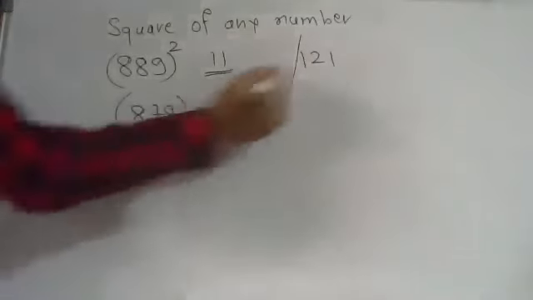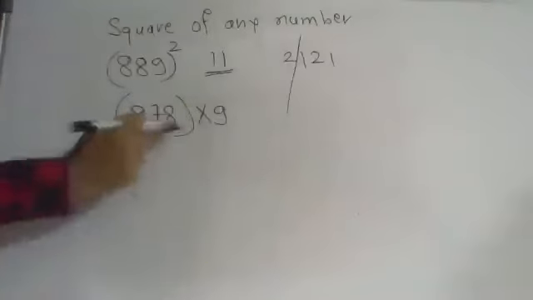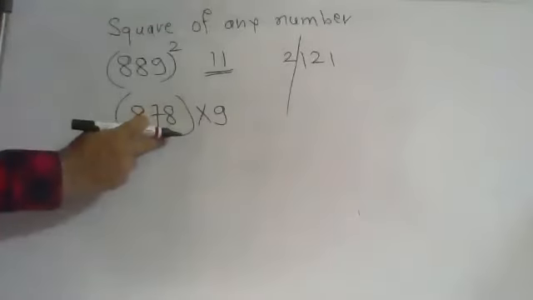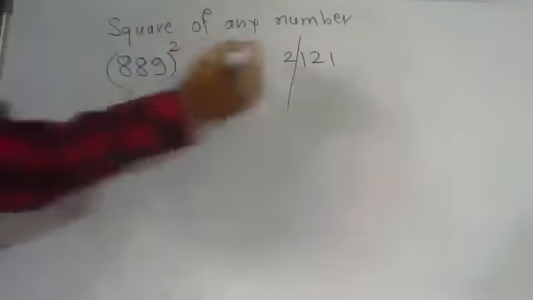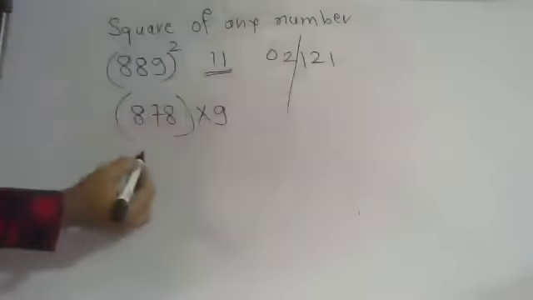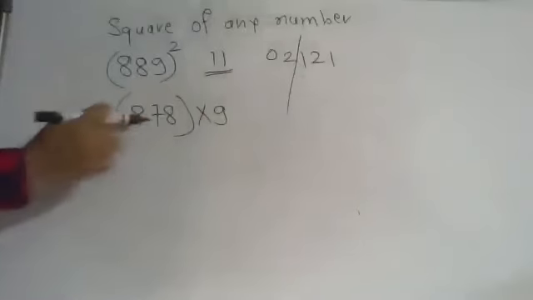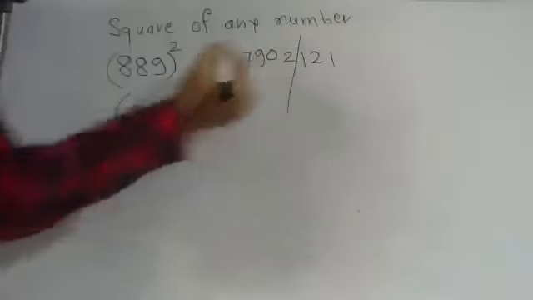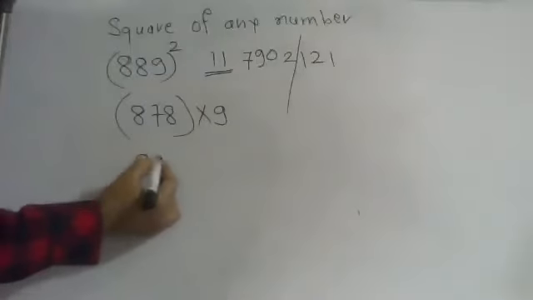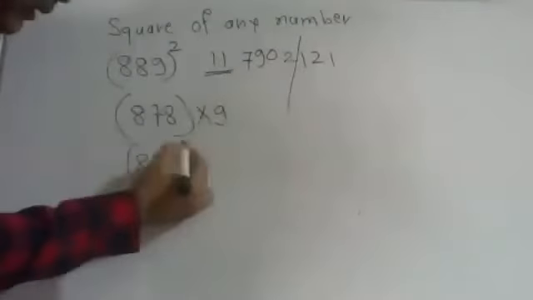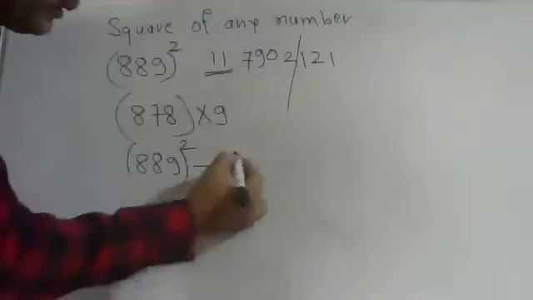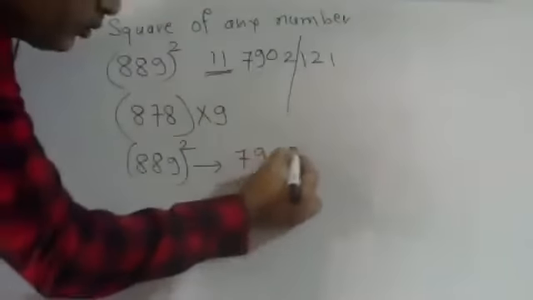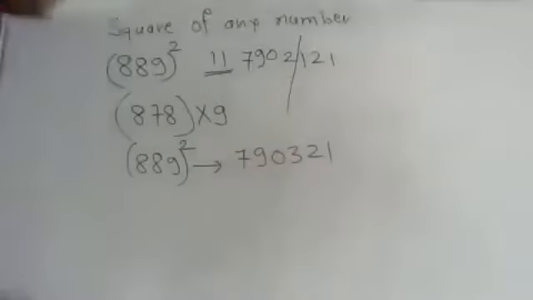I have taken base, that is 900, so multiply by 9. 9 8s are 72, carry 7. 9 7s are 63 plus 7, 70, carry 7. 9 8s are 72 plus 7, 79. Take the multiplication. 889 square is 790321.